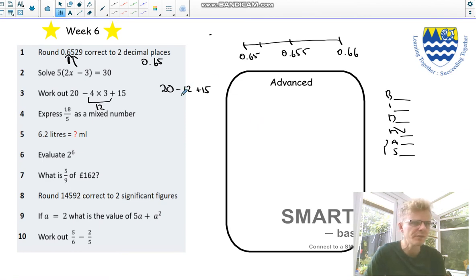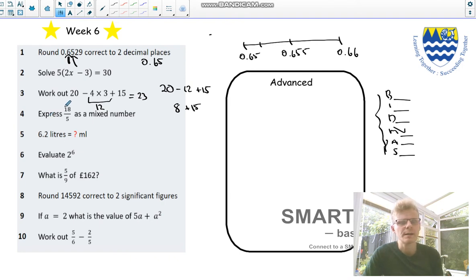Okay, so let's do this in order now. 20 take away 12, well, that takes us down to 8. And then if I add 15 back on, 15 add 8 takes us up to 23. So if you can remember this rule coming into secondary school, if you haven't seen it before, it's very useful to come across that very quickly.